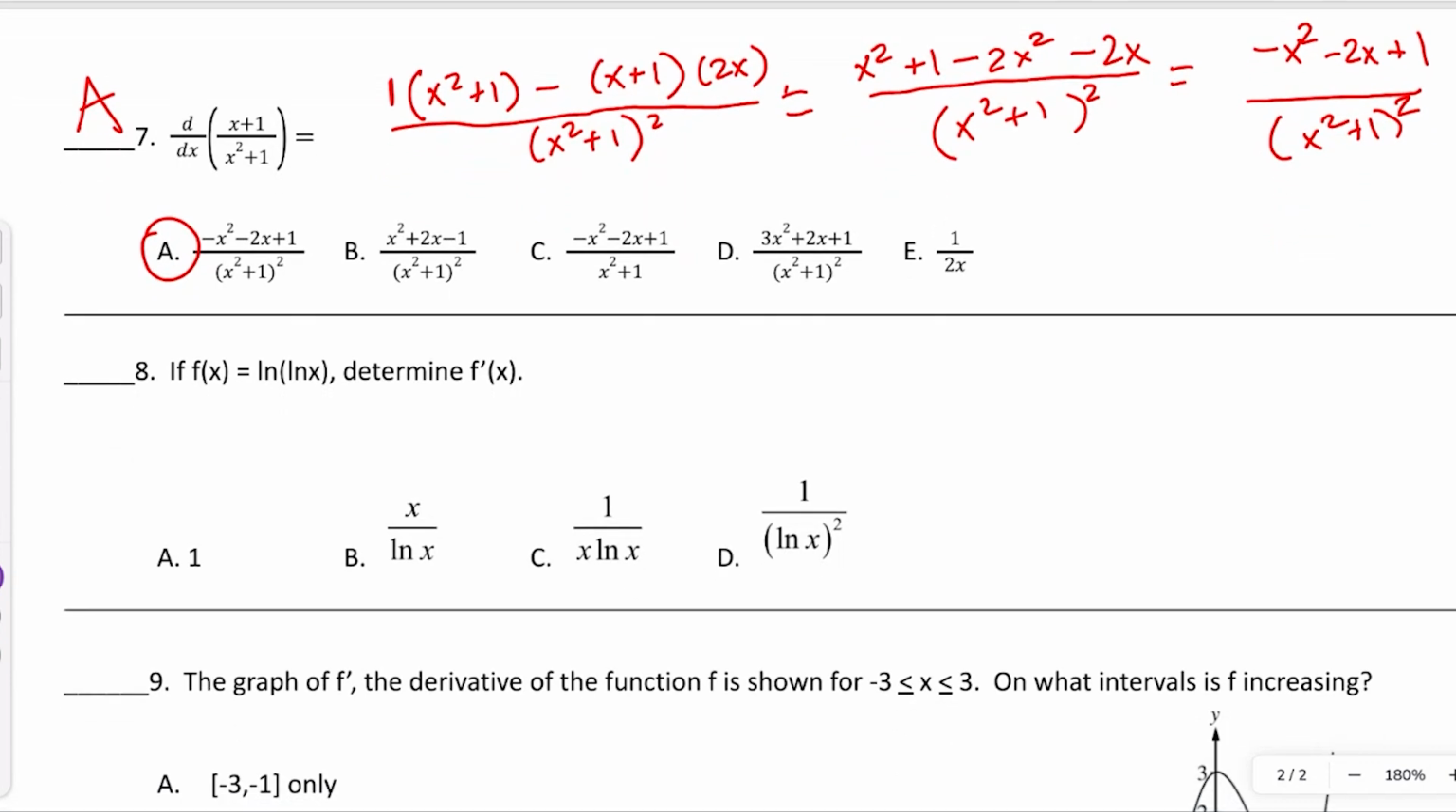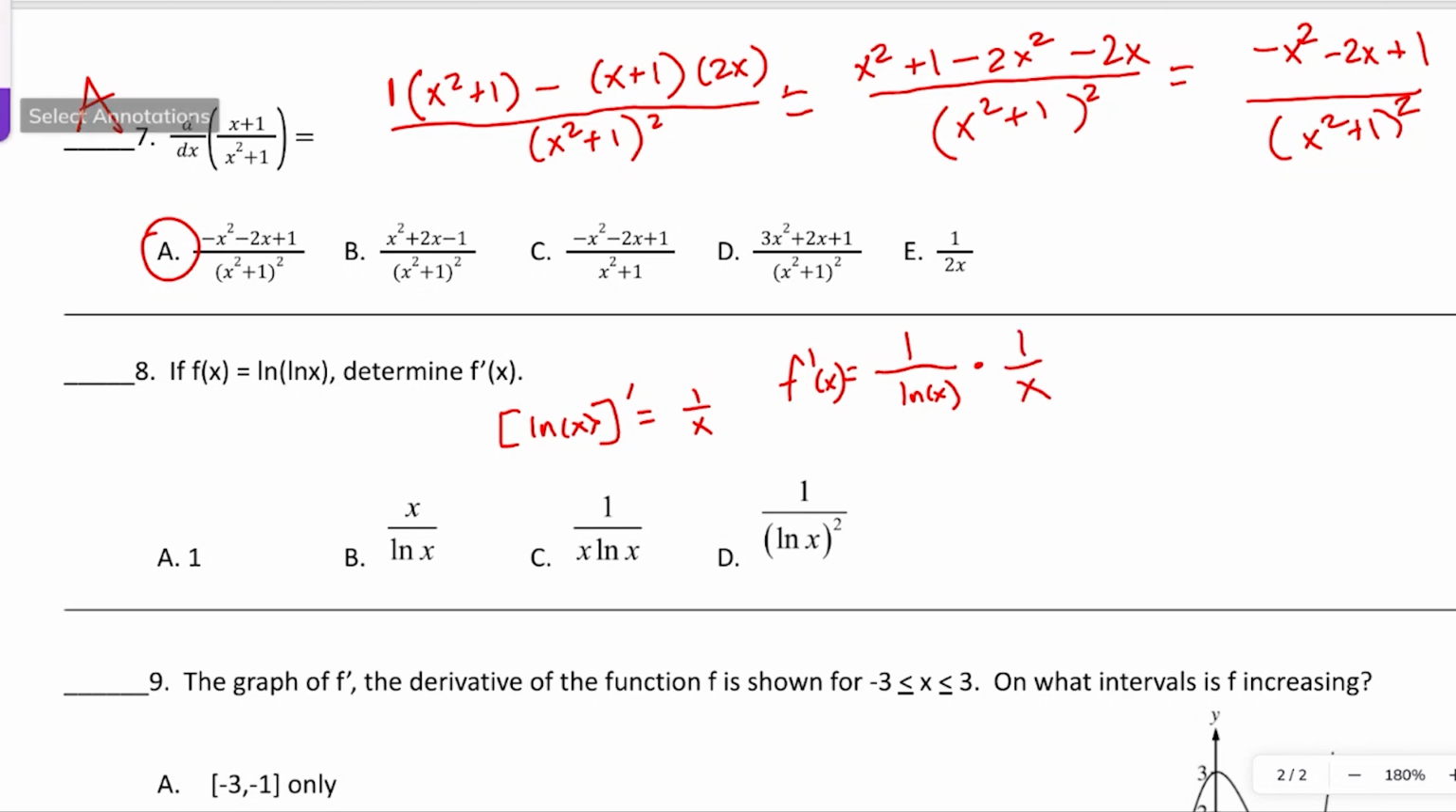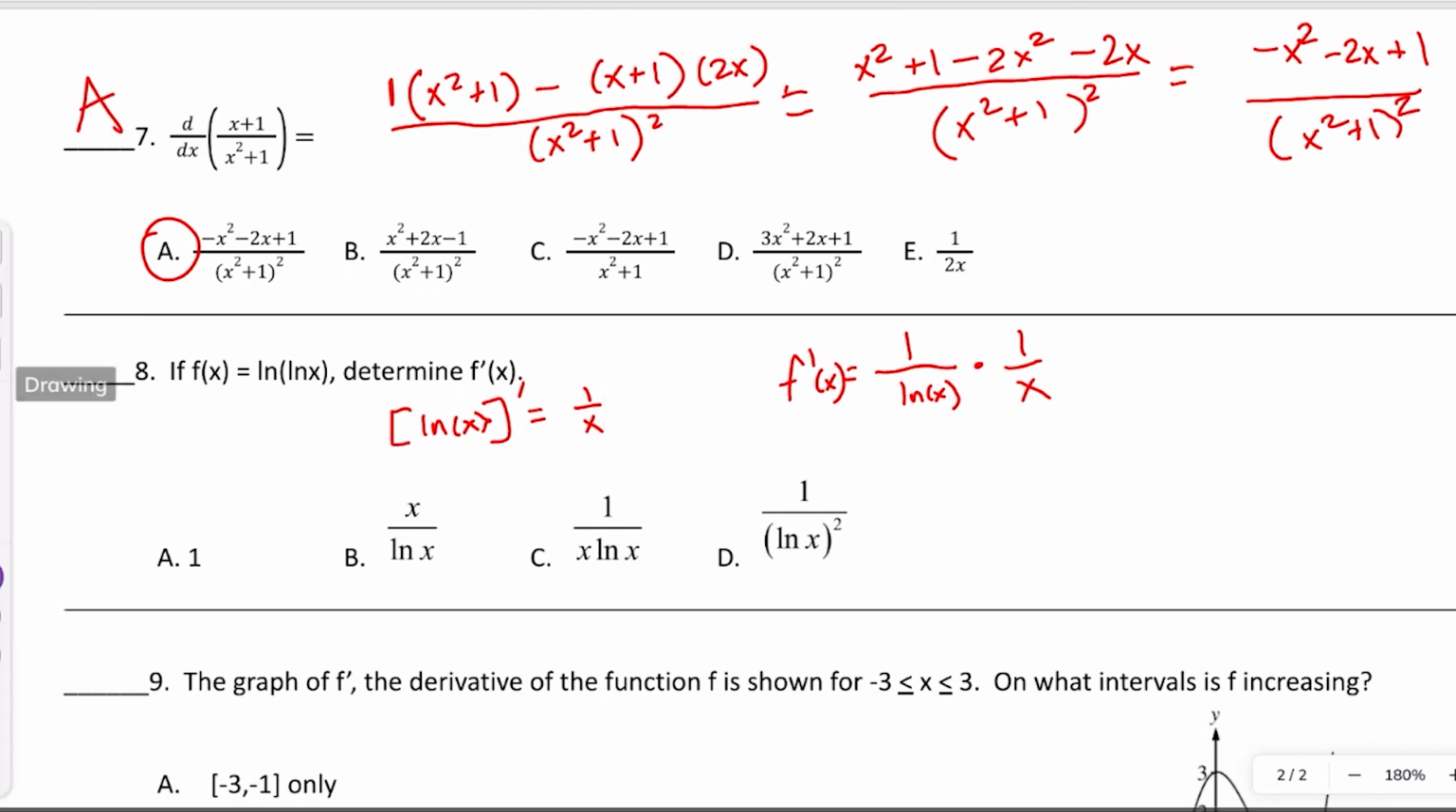Number 8, we have the natural log of the natural log of x. Determine the derivative of f. So this is going to be a little chain rule here. Just remember that the derivative of regular old natural log x is 1 over x. So f prime is going to be 1 over the inside, which is natural log of x, times the derivative of the inside, which is natural log of x. The derivative of natural log of x is 1 over x. And that's pretty much our answer. We just need to combine the two fractions. So 1 times 1 is 1, and x times natural log of x is just that. So our answer is C.